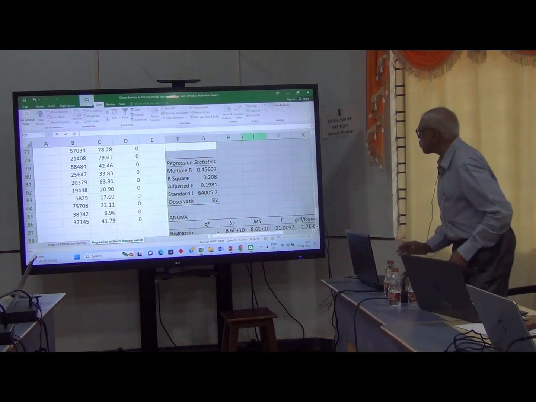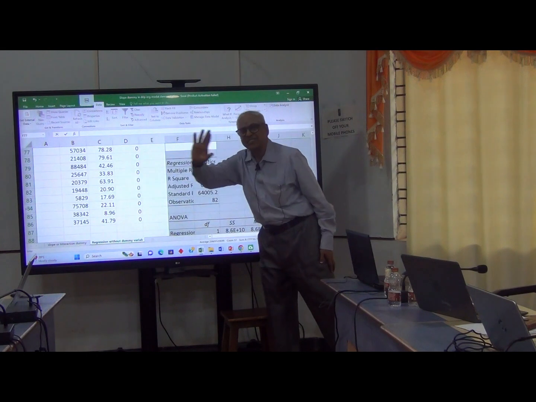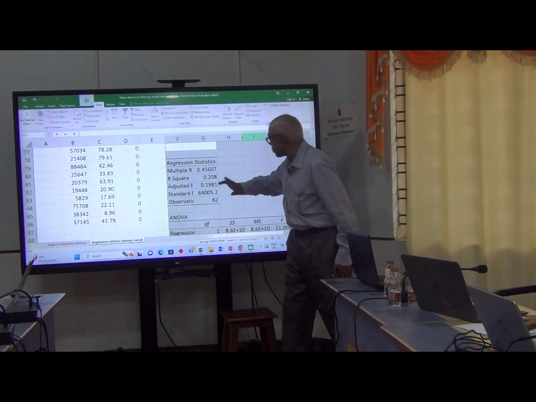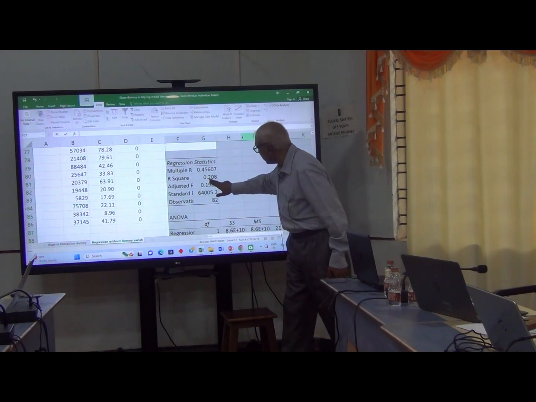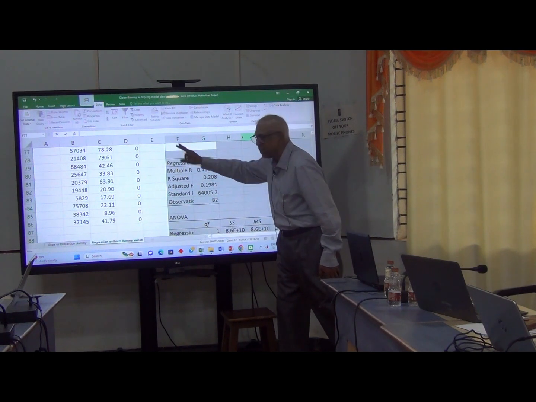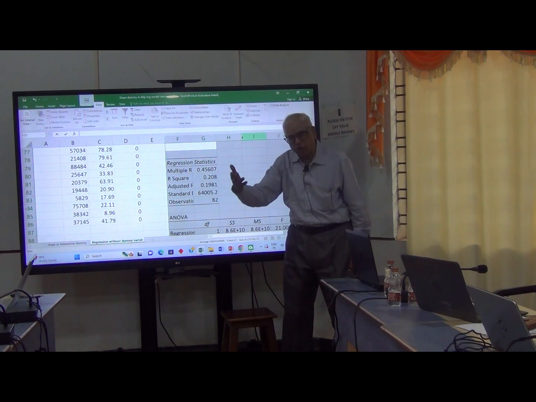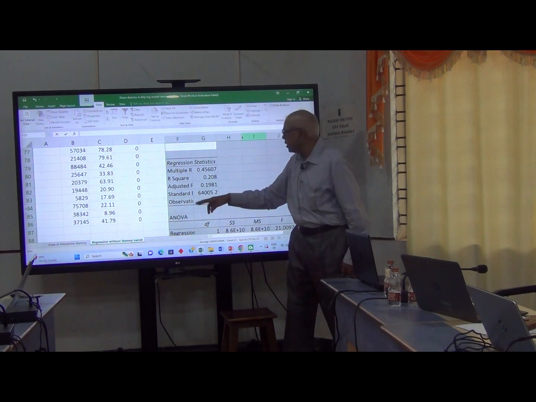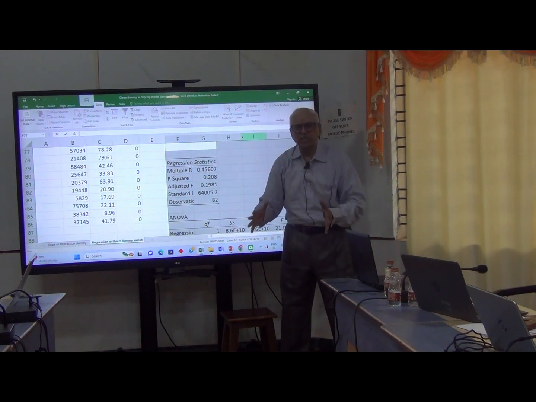Okay. So 45% of the variation in the net returns is explained by water. That is the meaning of this multiple R. This is the square root of R square. So 21% of the variation in the net returns is explained by water, and the square root of that is multiple R, which is also the correlation coefficient. So the correlation coefficient means water and net returns are moving together to the extent of 0.45.